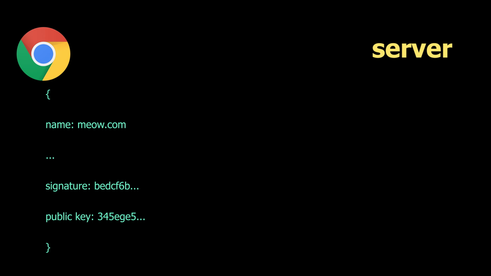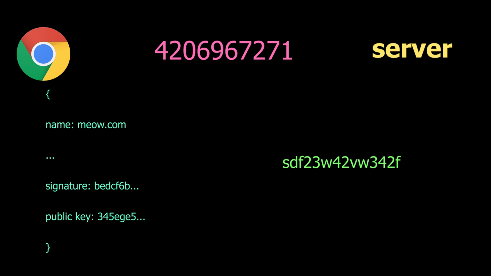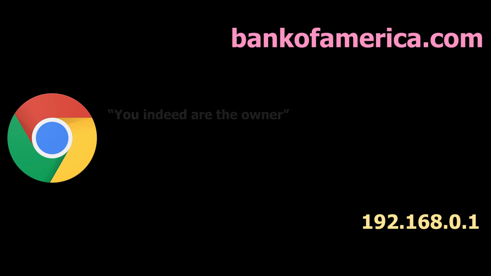But to be sure that the owner is actually sending the certificate, the browser sends a random challenge, let's say a random number, and asks the server to encrypt it. Then the browser decrypts it using the public key. If the server can do these two steps successfully, we can be sure that the server is the owner of the domain and we can do the rest of the communications.